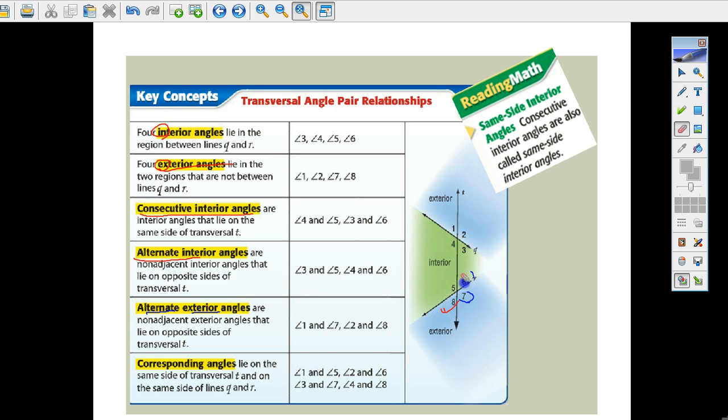Corresponding angles. They lie on the same side of transversal T and the same side of lines Q and R. So corresponding, 1 and 5. They're on the same side and they are on the same line. And then you have 2 and 6, then you have 3 and 7, then you have 4 and 8. Those are called corresponding angles.